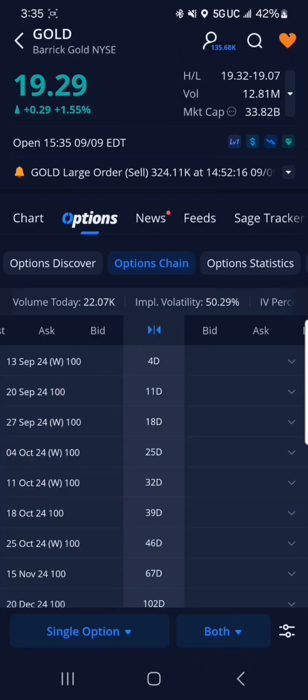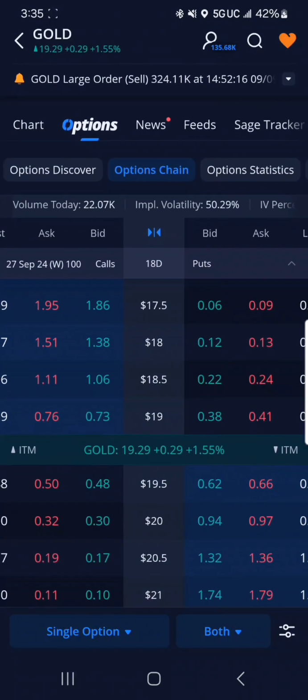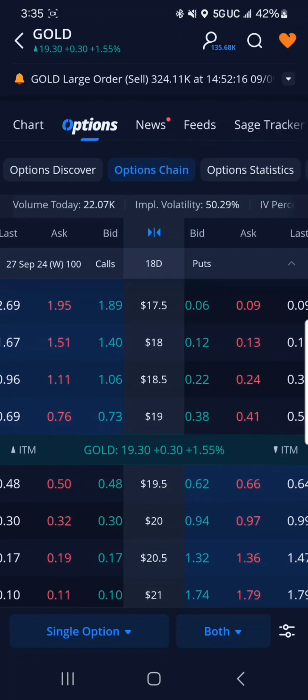So I'm going to go to options. I want to get an option that has at least 2 weeks time on it, because that's what I prefer. If I can get more time, the better, but I want at least 2 weeks. So 18 days would be perfect. Right here, I like this 1950 call. It's only $50. I could get 2 contracts on that, which is the way I could scale out if and when it starts going my way.